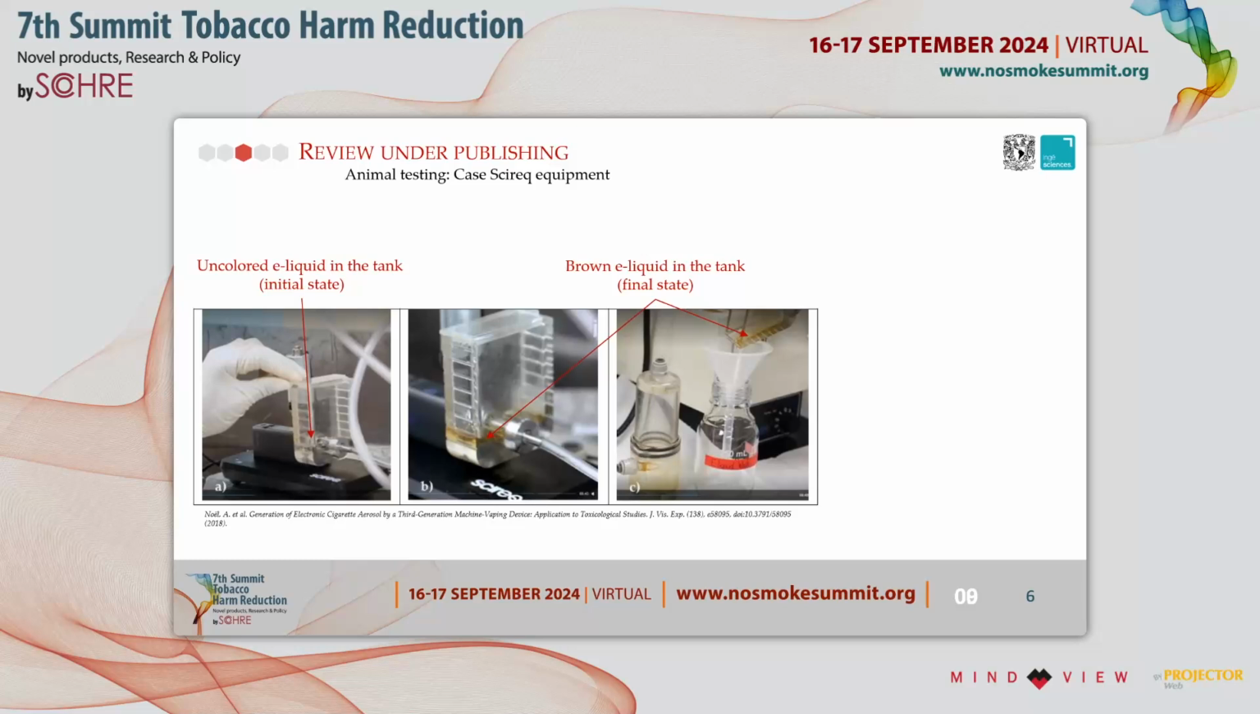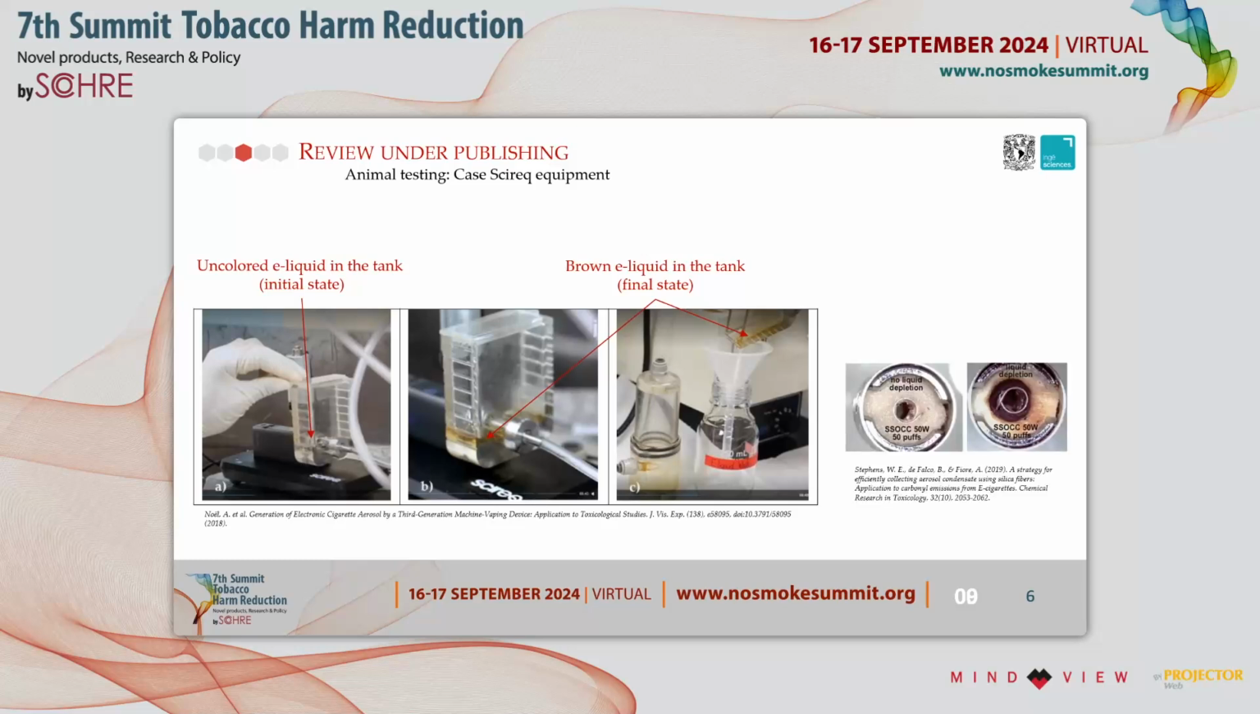This alarmed us, and our concern was justified later in the video. In fact, the e-liquid in the tank was initially uncolored and then brown. This is a sign of advanced overheating condition where the cotton is pyrolyzed.